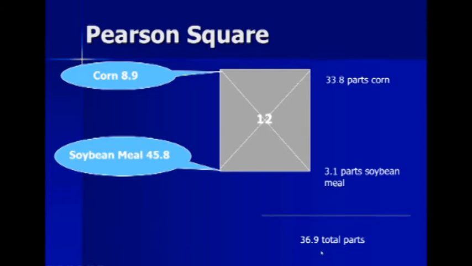So this is all. Just to explain this, if we mix 33.8 parts of corn and 3.1 parts of soybean meal, we get a ration with 36.9 parts in total. That 36.9 parts will provide this 12% protein. So if you give this total amount, then we have this 12% of the protein.